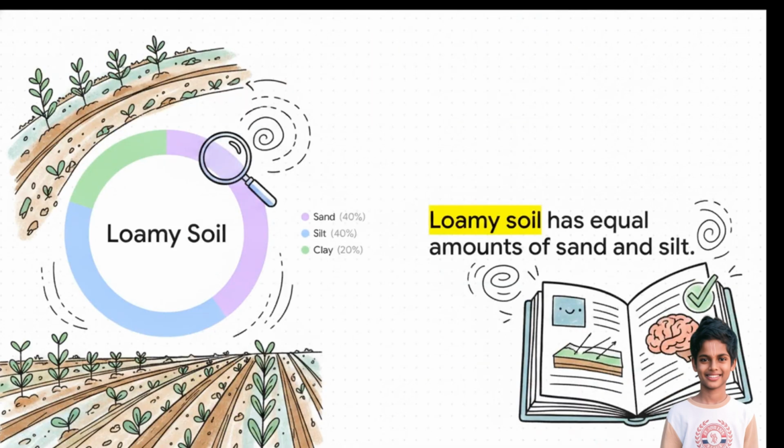Now, because loamy soil is so incredibly important for farming and crops, we need to cement its exact composition right now. Take a look at this chart. Loamy soil is exactly 2/5 sand, 2/5 silt, and 1/5 clay. So in percentages, that is 40% sand, 40% silt, and 20% clay. Do not forget this specific data point when you're writing your essay answers.